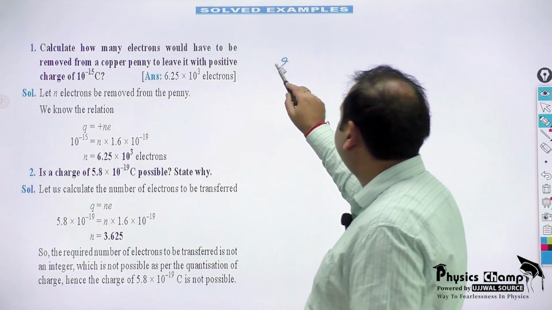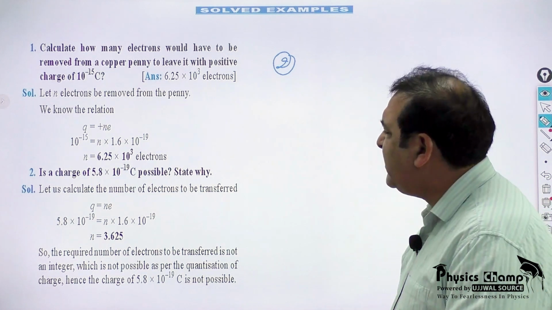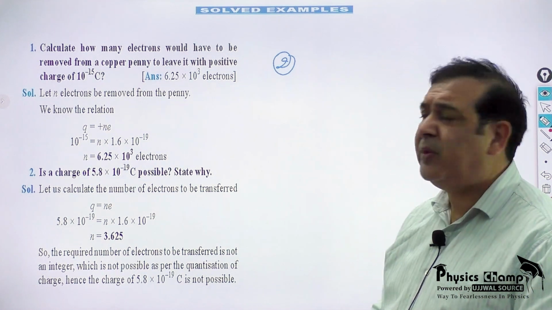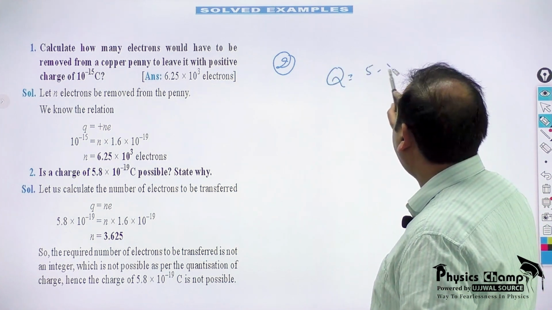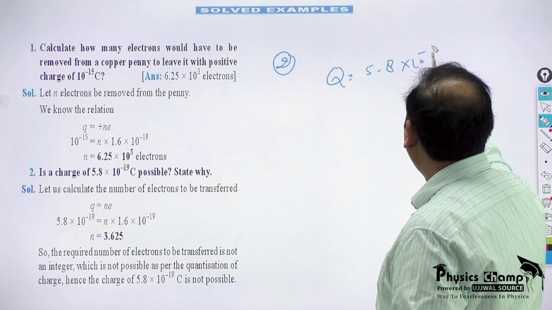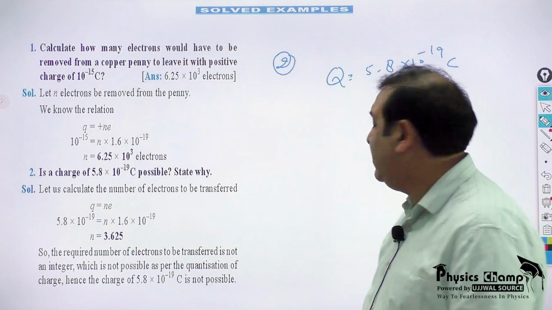Now let's come to question number 2. Is a charge of 5.8 into 10 to the power minus 19 coulomb possible? So the question is, you are having a charge of 5.8 into 10 to the power minus 19 coulomb on a body. Is it possible?